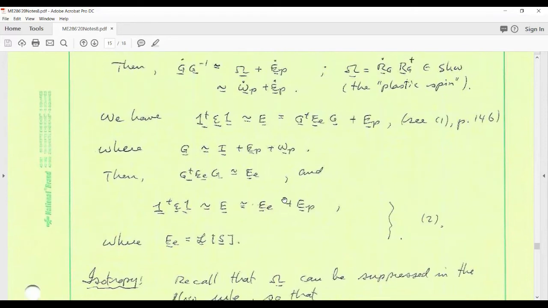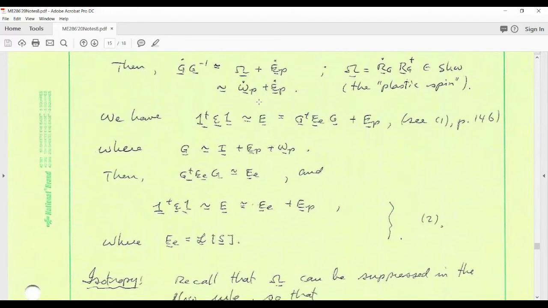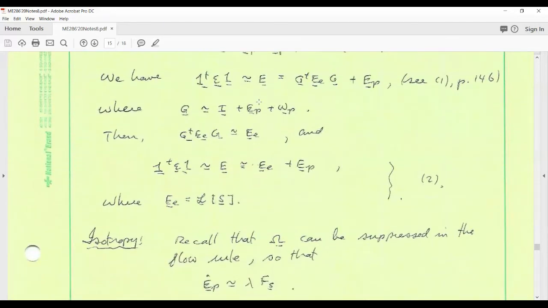Okay, so E_P is the time integrated version of E_P dot, which comes from the flow rule, and then there's this plastic spin that we have to worry about. The elastic strain, remember, is the compliance tensor times the second Piola-Kirchhoff stress relative to the intermediate configuration. So this S is relative to the intermediate configuration.